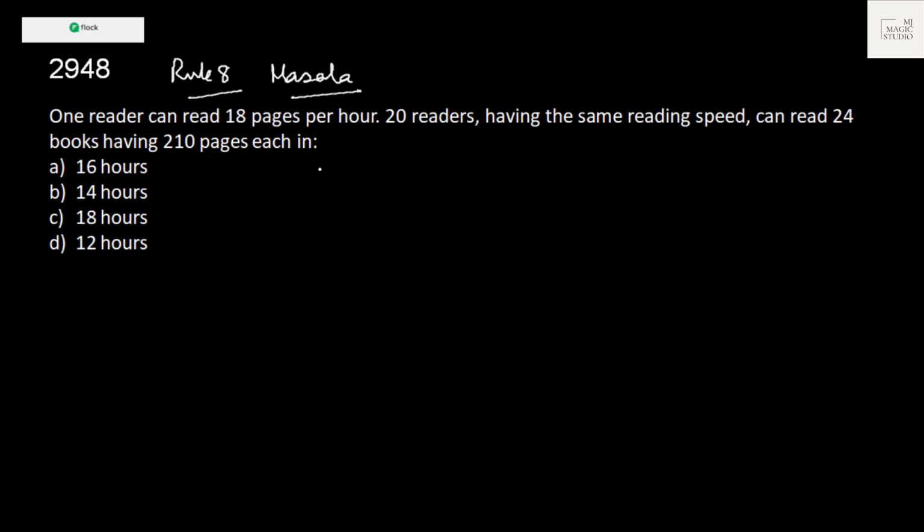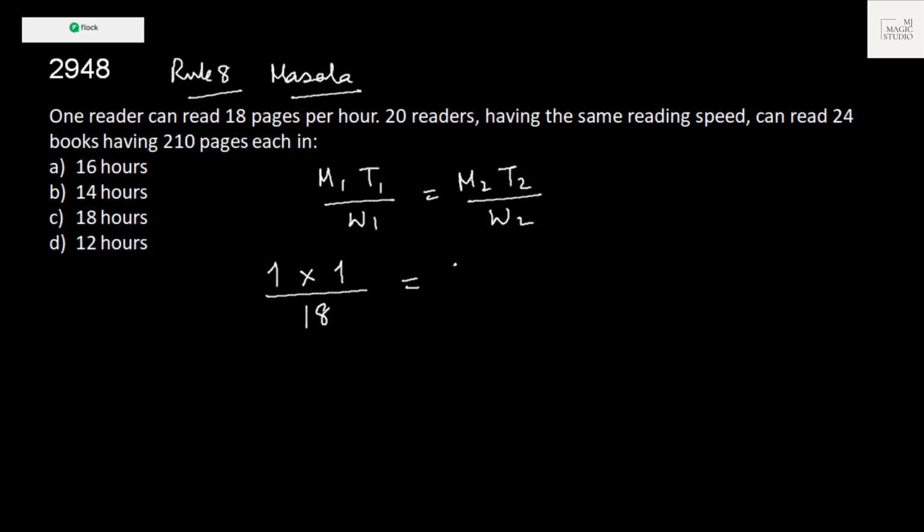Again, a simple application of the masala formula in case of time and work. One reader, masala formula says M1 T1 by W1 equals M2 T2 by W2. Man, time, work. One reader can read 18 pages per hour, the work being pages. Then 20 readers having the same reading speed, that means efficiency is the same, can read 24 books having 210 pages. So total number of pages is 24 into 210. In what time? We are looking for the value of T2.